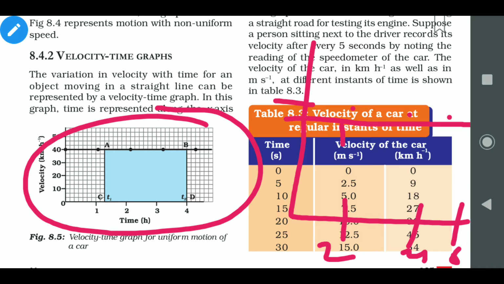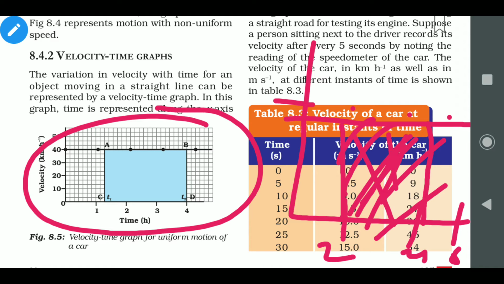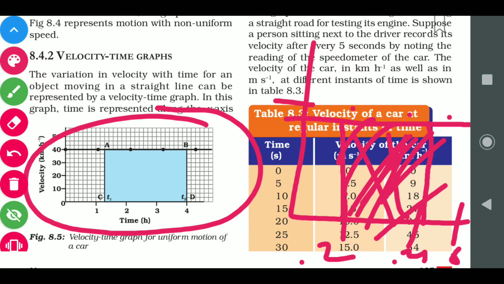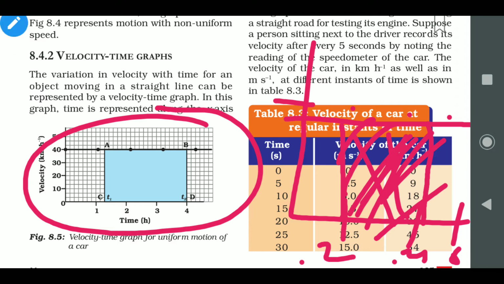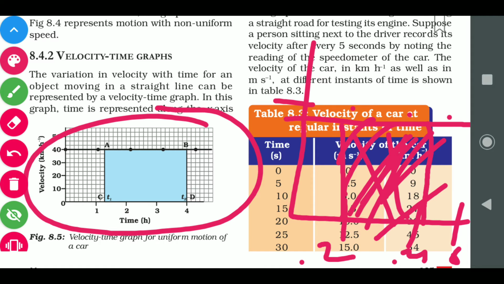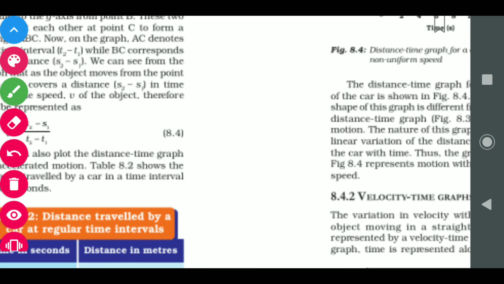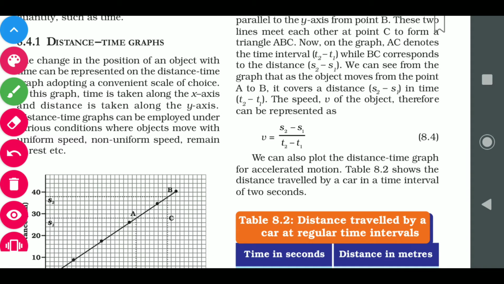If we join t equals 2 and t equals 4, what do we get? A rectangle. The area of this rectangle gives us the distance traveled between t equals 2 and t equals 4. Now, can we use these graphs to find the distance? Yes, we can. Let's use the distance-time graph to find the velocity.